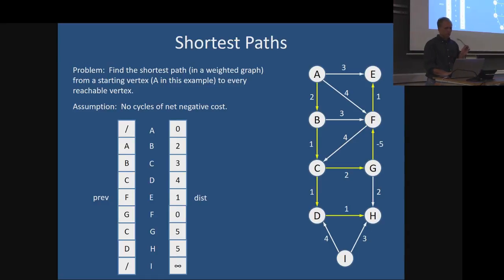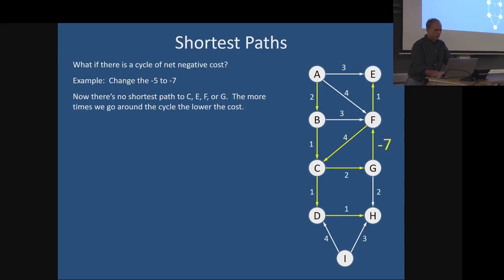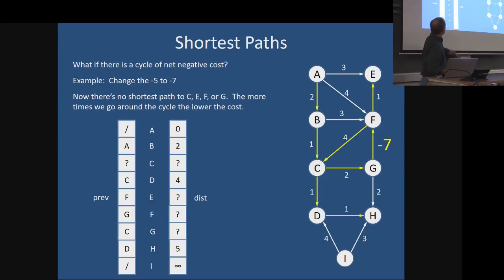Now, we talked about the problem with net negative cost. So let's just look at it in more detail. So there's where we change the -5 to the -7. Now we're violating our assumption, and the problem, as we know, is there's no shortest path. The more times you go around, the lower the cost. So it's unclear, there's no way to put the distance there.